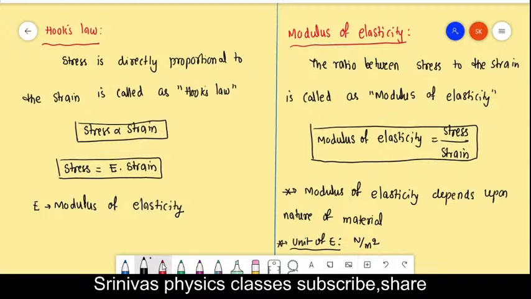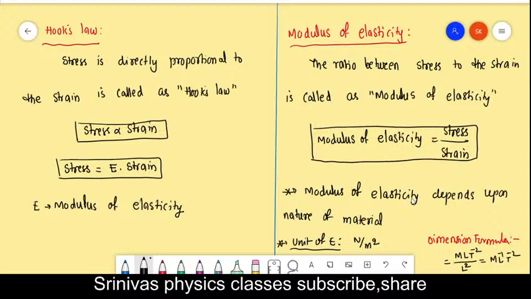Can you write the dimensions? What is the dimension formula for E? The dimension formula is very simple. The stress dimension formula is force by area. The dimension formula of force is MLT power minus 2. Area is length into breadth, L square. Then it is ML inverse T power minus 2. It is the dimension formula of the modulus of elasticity.